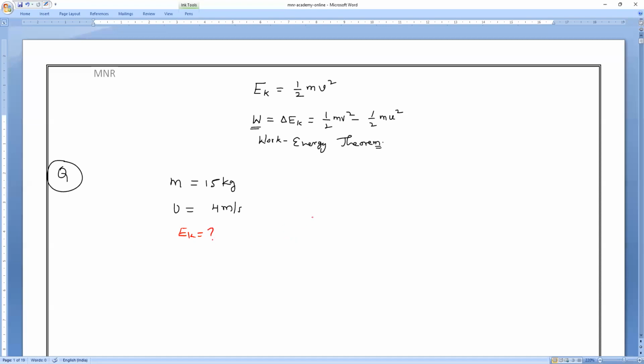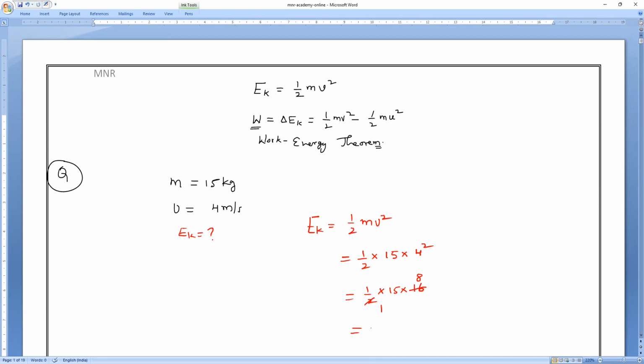So we all know that kinetic energy of the body is equal to what is the formula? All of you, half m v square. So half into m, which is 15, into velocity 4 square. So it is equal to half into 15 into 4 square, which means how much, everybody? 16. So 2 ones are, 2 eights are, so 15 eights are how much, everyone?